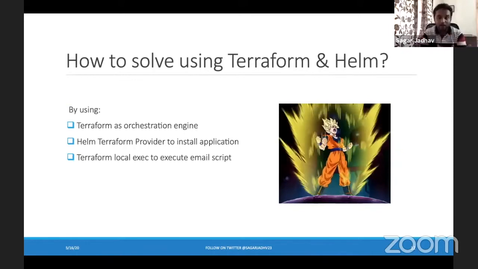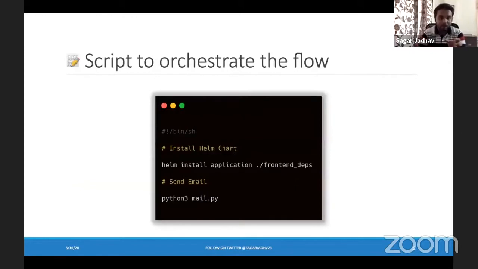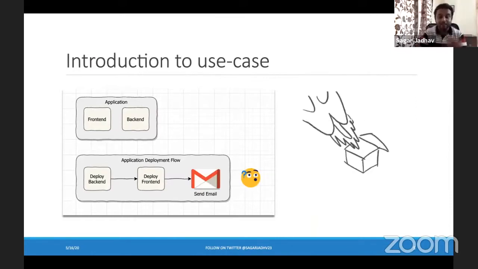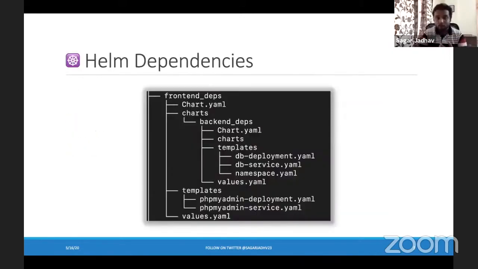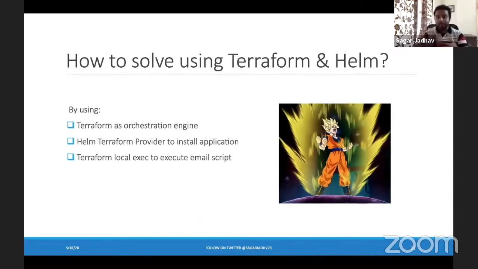When we say an orchestration engine, that means, as you can see in my flow, let me go back to this slide again. As you can see in my flow, I have three different tasks. The first task is to deploy a backend. Second is to deploy a front end, and the last task is to send an email, right? So we have three tasks in my flow. Here I'm leveraging Terraform as an orchestrator engine. We'll see the code, how I wrote it.